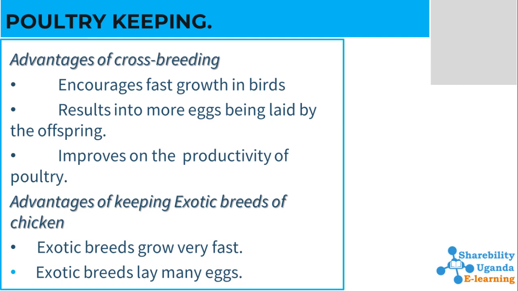Since we say that local breeds grow very slowly, when they are crossbred with a breed that grows very fast, there is a high production of poultry. There is high multiplication of birds on the poultry farm.